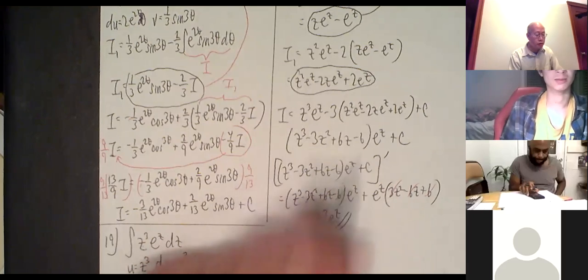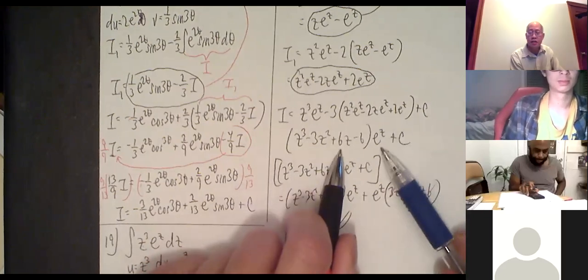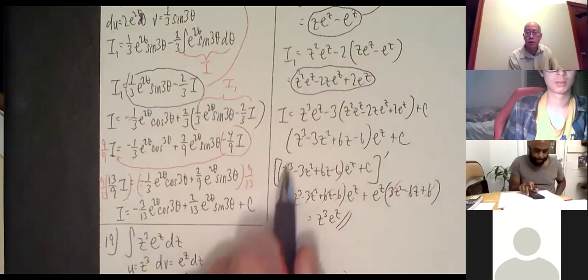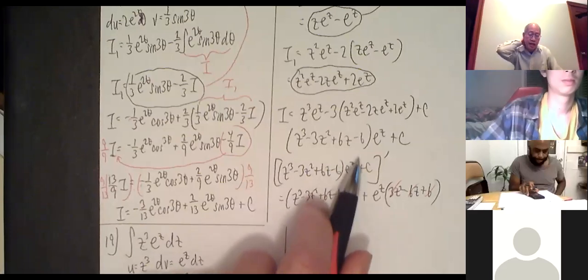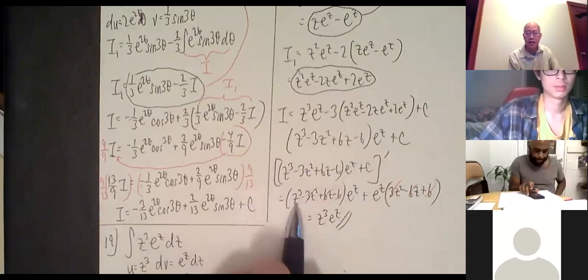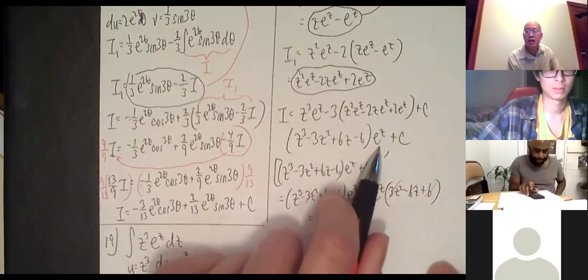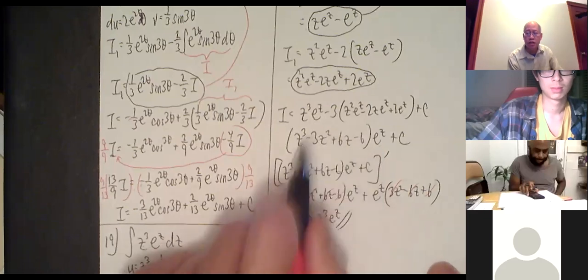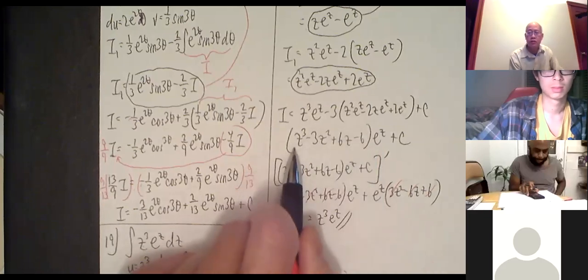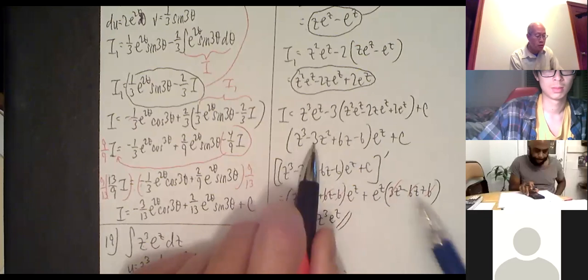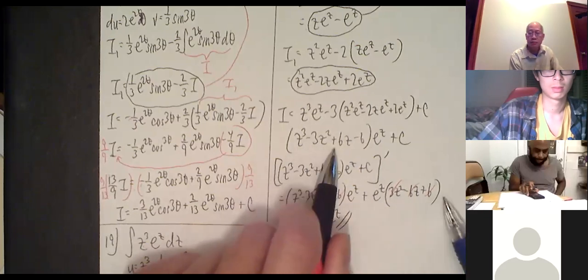Okay, so product rule, right? First function, second function. So the derivative is the first times the derivative of the second. What's the derivative of e to the z? E to the z. So I copy that down. Plus the second, e to the z, times the derivative of the first. So what's the derivative of the first function? 3z squared minus 6z plus 6.